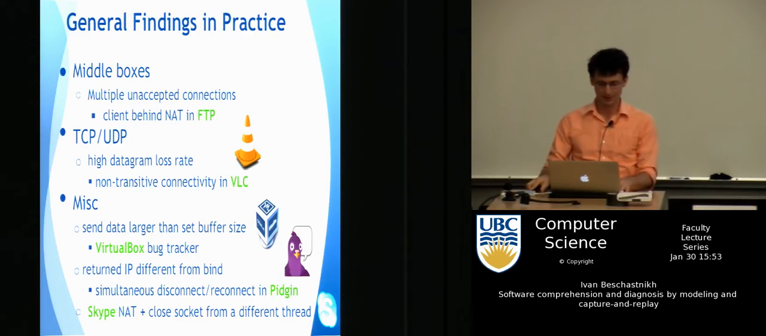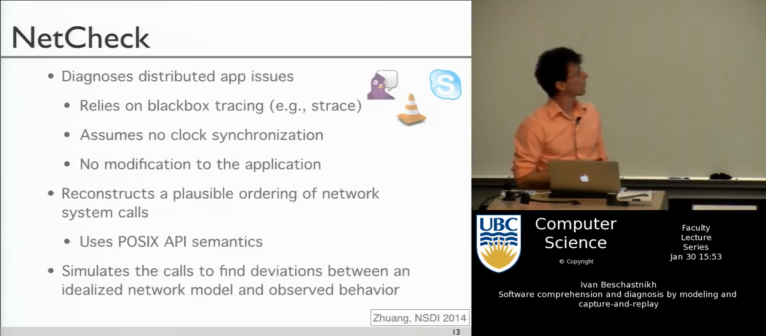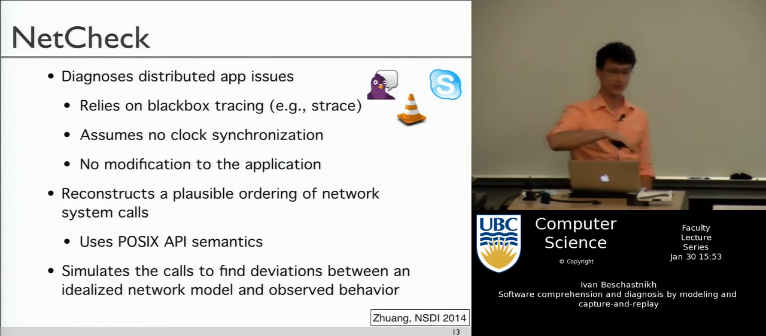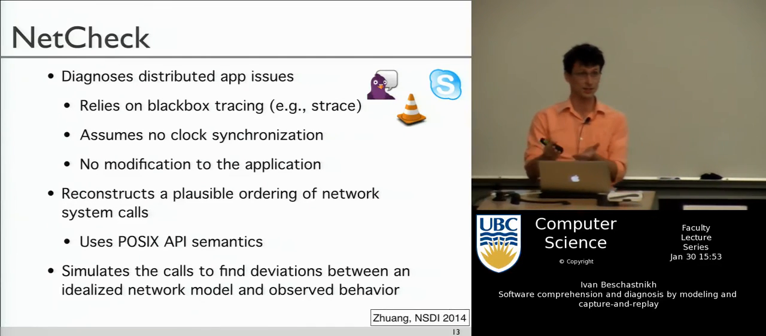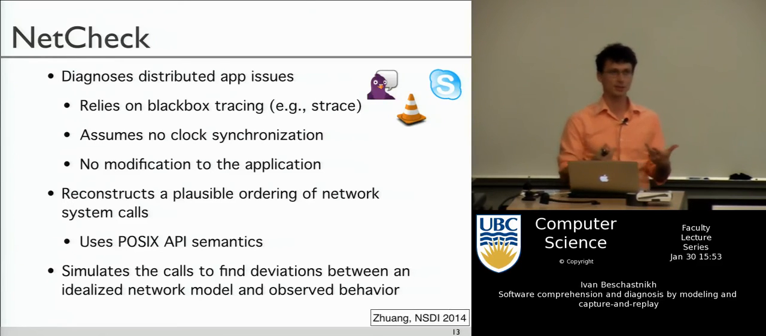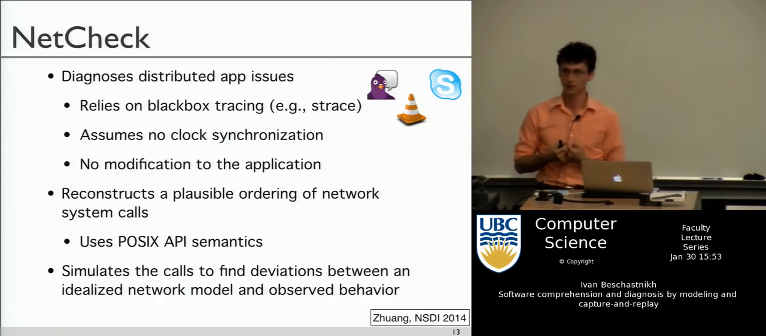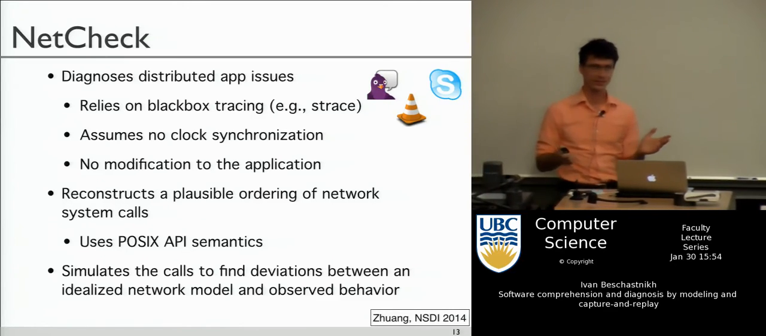So that's NetCheck in a nutshell. I'm going to go back to this deck now. The point behind NetCheck is that it diagnoses distributed applications, and it relies on black box tracing. So we know nothing about the system. We're just going to collect the sequence of system calls using something like strace. We'll assume no clock synchronization. We'll not modify the application. We're just going to introspect on what it's doing. And then we'll use this idealized network model and network semantics to reconstruct an order and then find deviations between what was observed and what a developer would actually expect. So that's the idea in NetCheck.